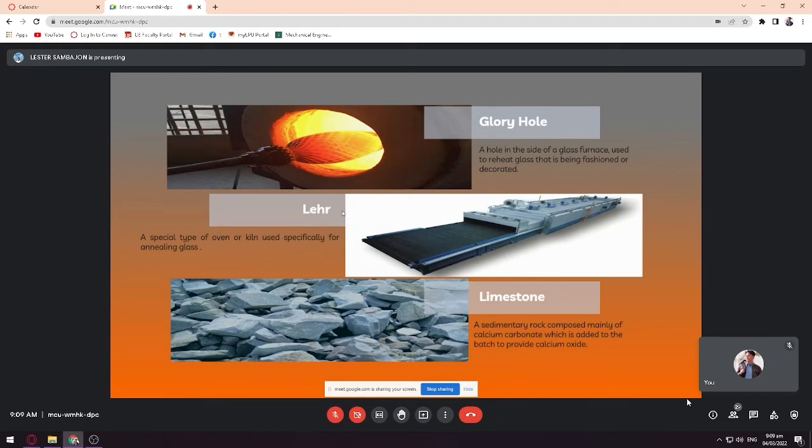In industrial production, it usually has a moving belt to carry the glass through at a controlled speed and is divided into different areas, each with its own heat source, making it possible to carefully regulate the temperature gradient to which the glass is submitted. Next is limestone. Now, limestone is a sedimentary rock which is composed mainly of calcium carbonate, which is added to the batch to provide calcium oxide.